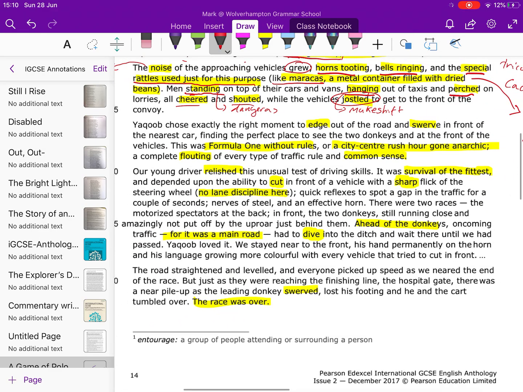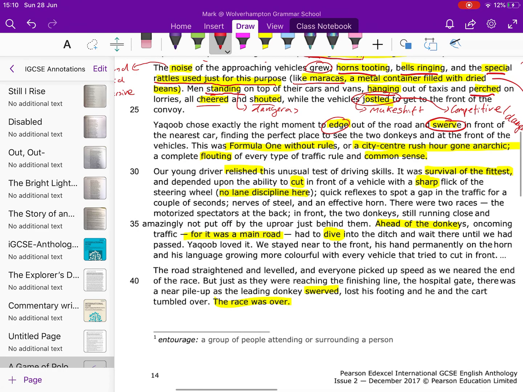Jakob chose exactly the right moment to edge out of the road. So once again, edge is similar to inch earlier, how careful he's being. And then we've got the word swerve here, which obviously indicates a very sharp movement and tells us just how quickly he's had to react and break out onto the road. So swerve tells us just how dramatic and sharp a movement he's had to make there.